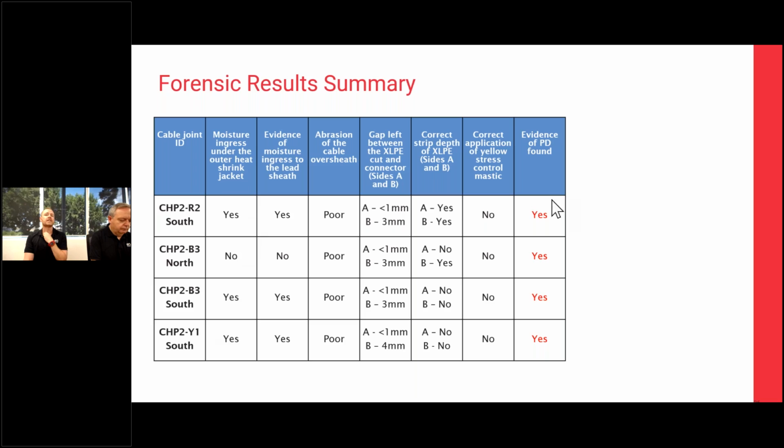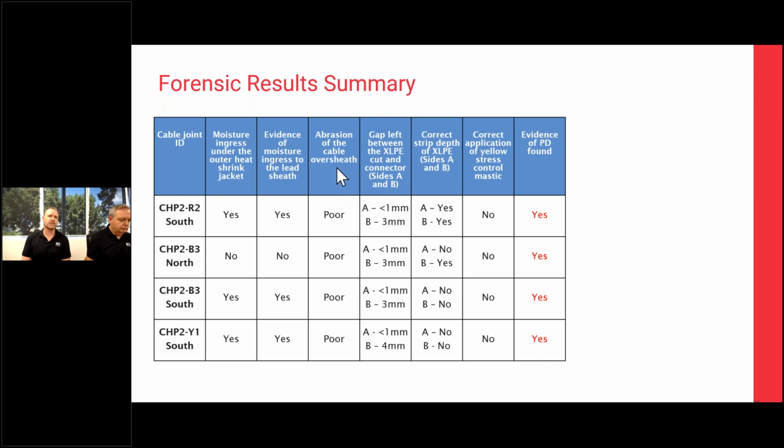What you'll find is that all 4 of them had evidence of PD. Workmanship was an issue with the joints, and that was the cause of the PD. Here we've got correct application of the yellow stress control mastic. None of the 4 joints had the correct application of that stress control. For the correct depth of the XLPE where the semicon cut into the XLPE was made, there were a couple of yeses and a fair few no's. Where we've got a no, that means the stripping wasn't done to the correct depth.